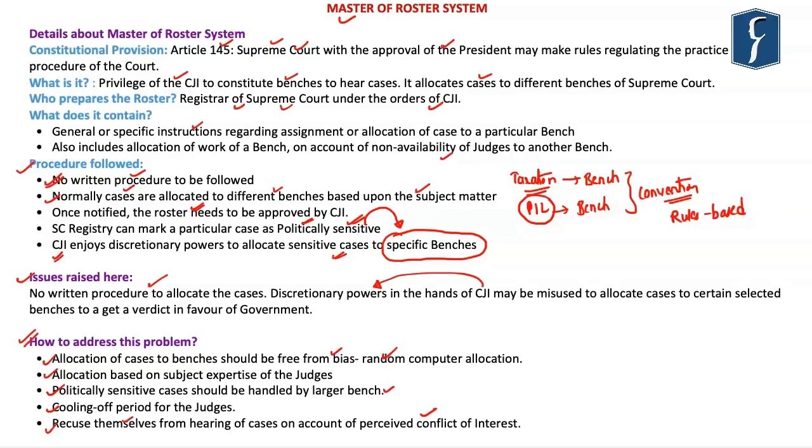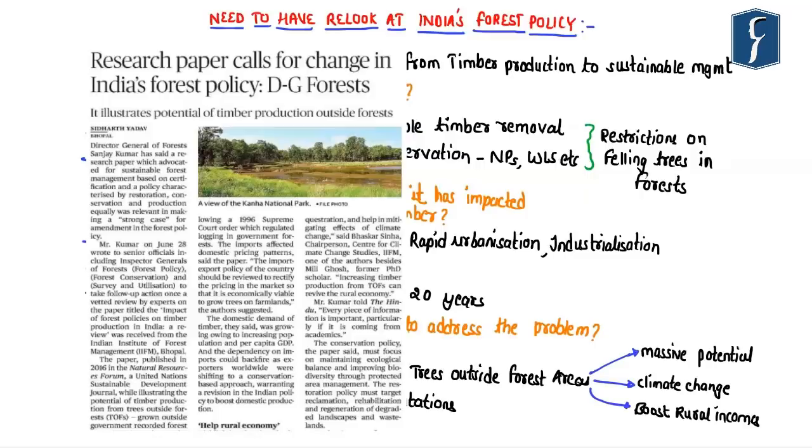So when judges recuse themselves from hearing cases where there is a conflict of interest, this in turn leads to a greater amount of public trust and confidence in the functioning of the Indian judiciary. So these are some of the important aspects which one should know with respect to the Master of Roster system. Now the next article appears on page number 4.